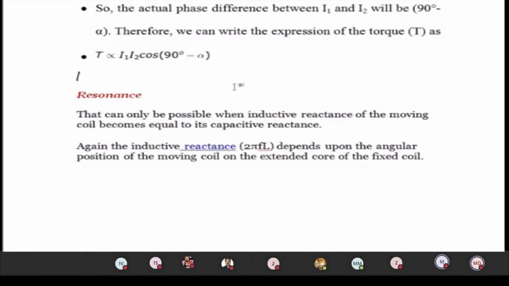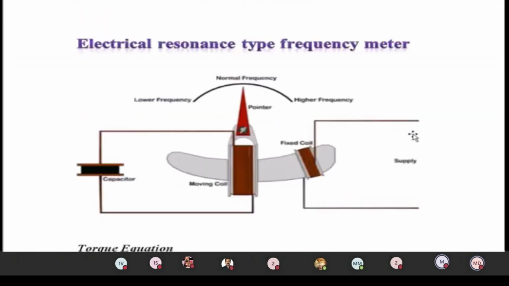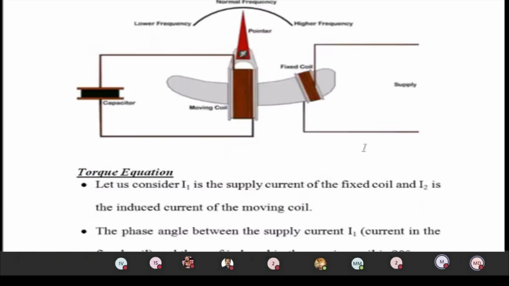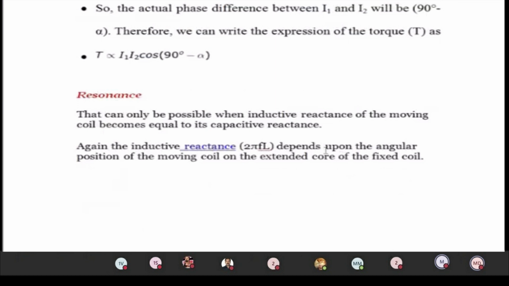So to attain the resonance condition, definitely there must be an inductive reactance and capacitive reactance. So going back to the diagram, we can see there is a coil which is going to act as an inductive reactance, and one capacitor is connected across the moving coil, so it is going to act as a capacitive reactance. So this circuit has an inductive reactance as well as the capacitive reactance.